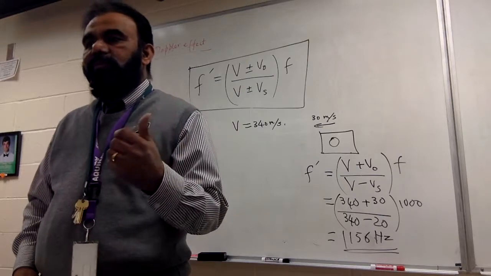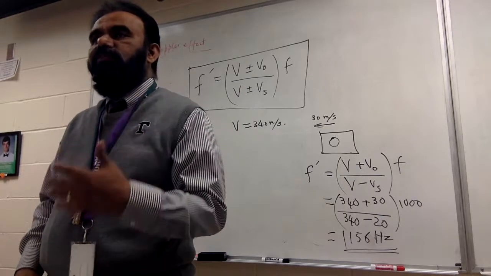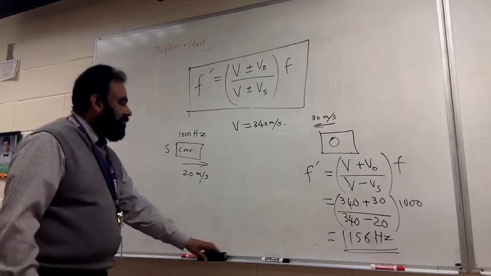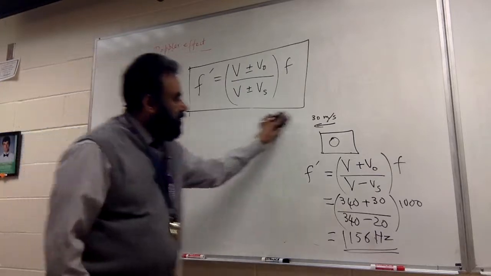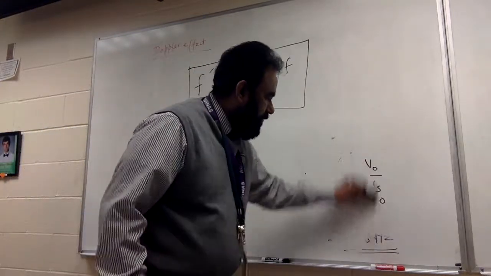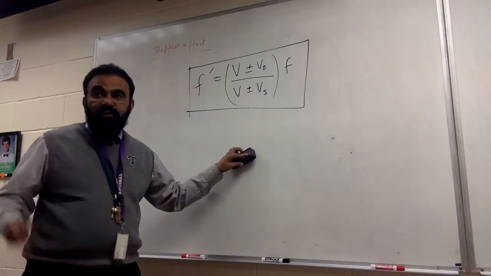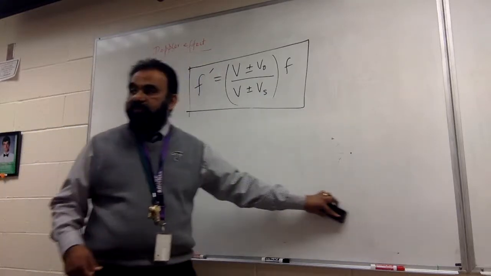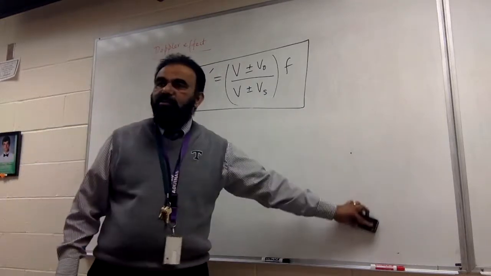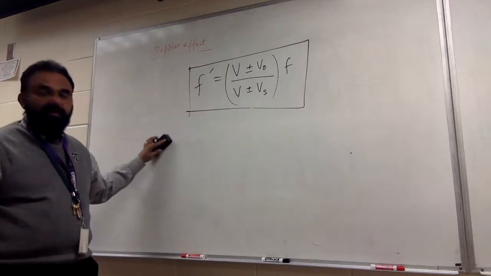So the Doppler effect is something that is commonly seen. Now cops find your speed by using Doppler effect. How fast your car is moving is also found by Doppler effect.